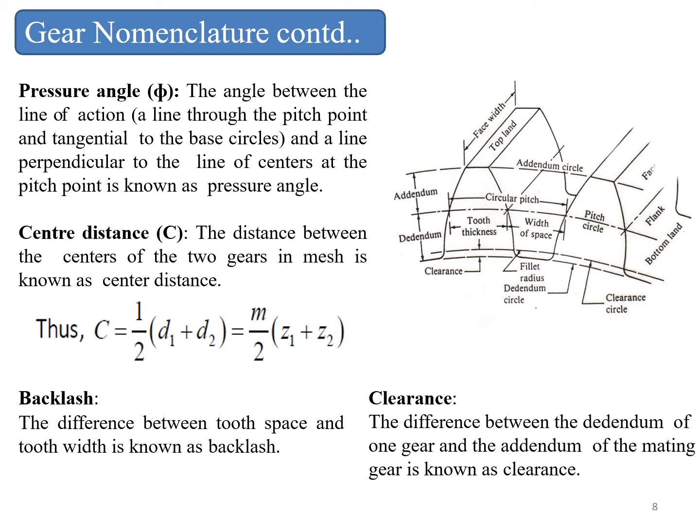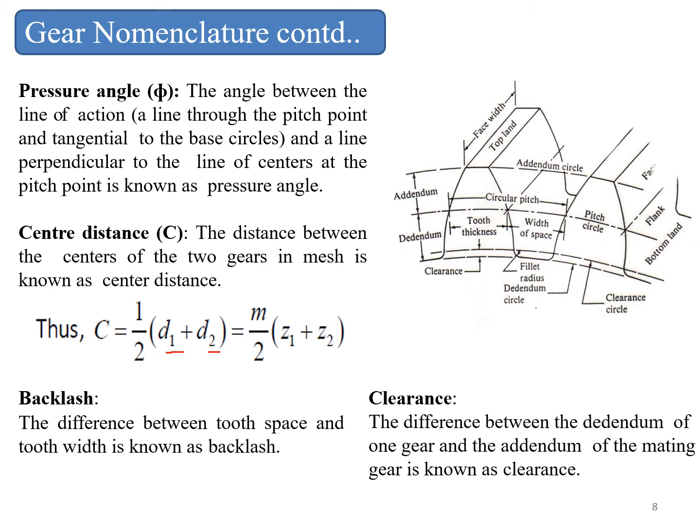Next is center distance. The distance between the centers of the two gears in mesh is known as center distance. It is given by the formula: diameter of pinion plus diameter of gear, divided by 2. So it is basically the center to center distance.